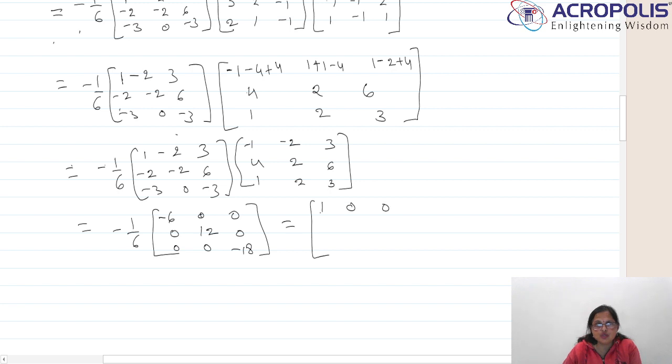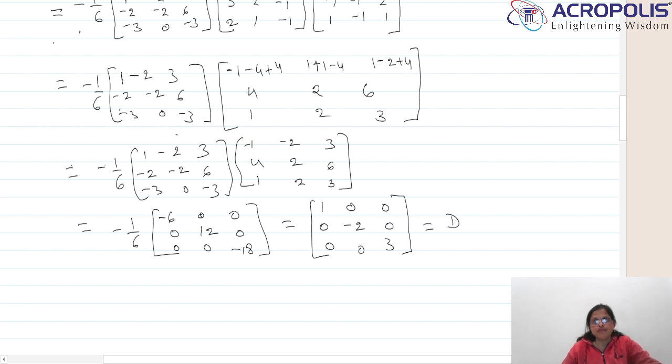1 0 0, 6 6 1 is 6, 6 2 is 12. Here we get minus of 2 0. Now 0 0 3. You look here, students, this is a diagonal form in which all the principal diagonal elements are represented by the eigenvalues, and all the remaining elements are 0. So it is D.